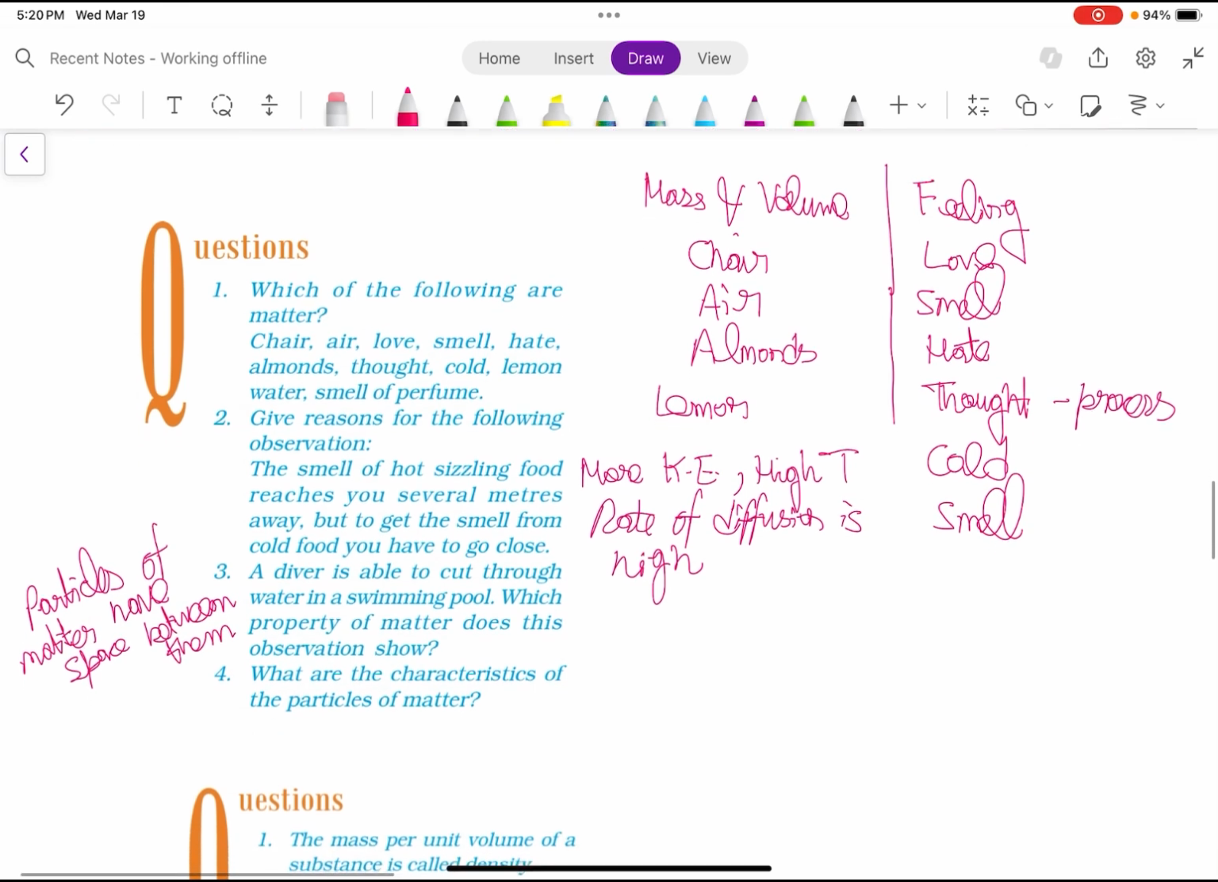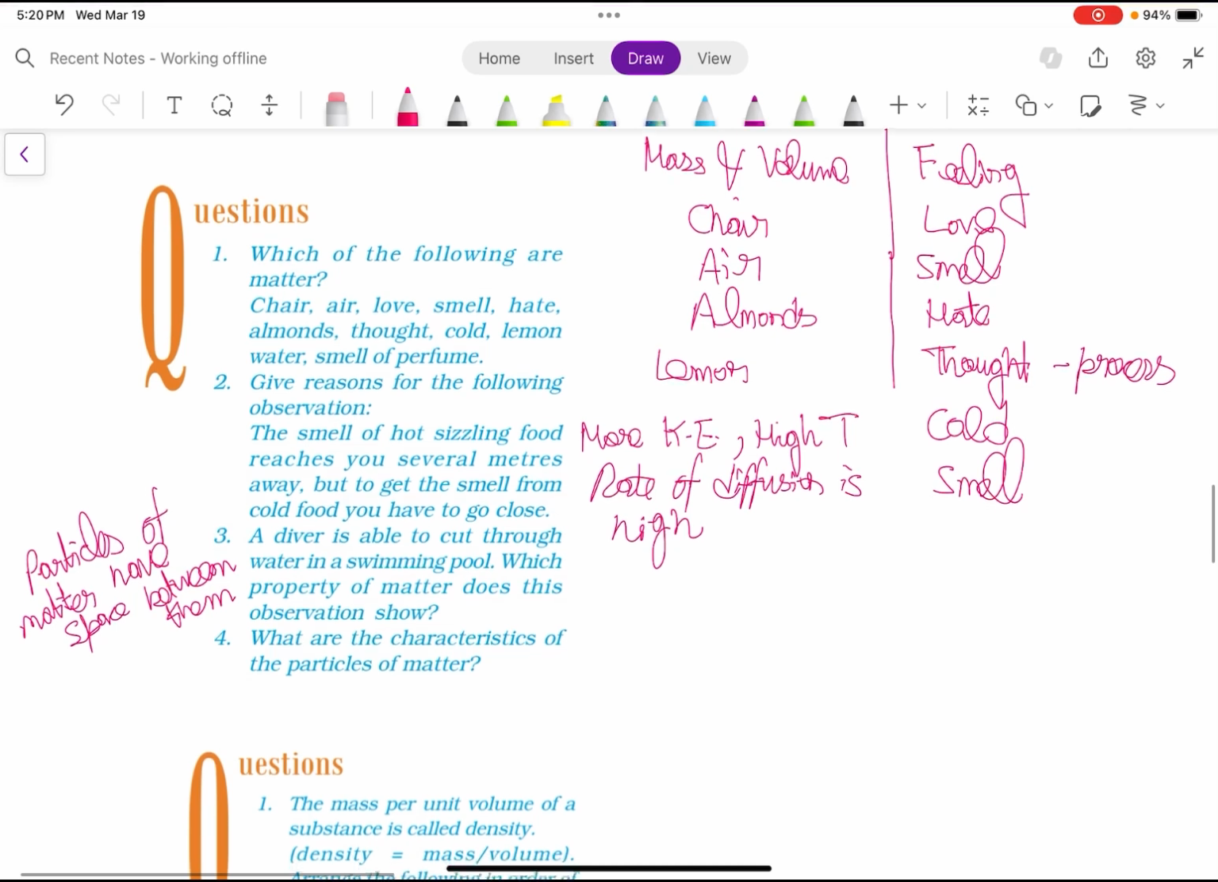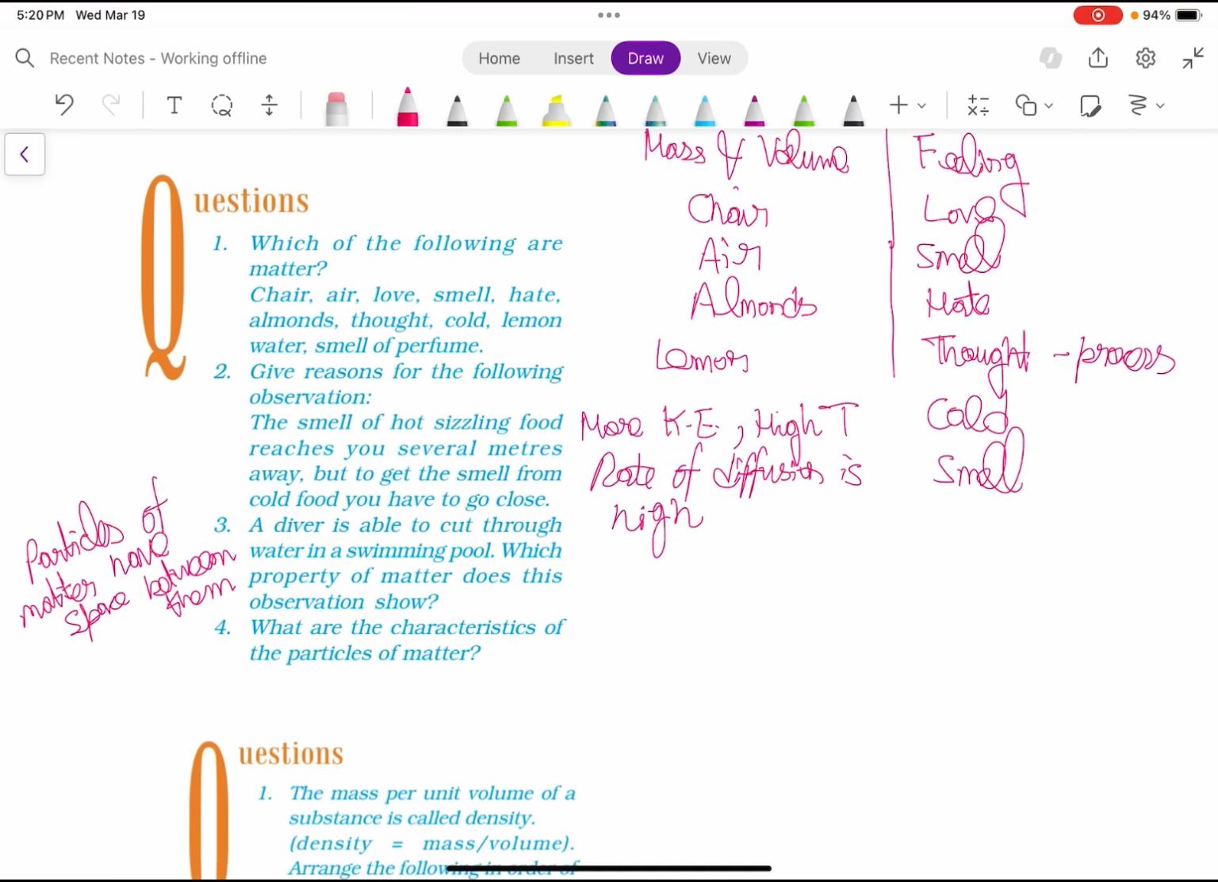What are the characteristics of the particles of matter? Particles of matter have space between them. Particles of matter are continuously moving. And particles of matter attract each other.